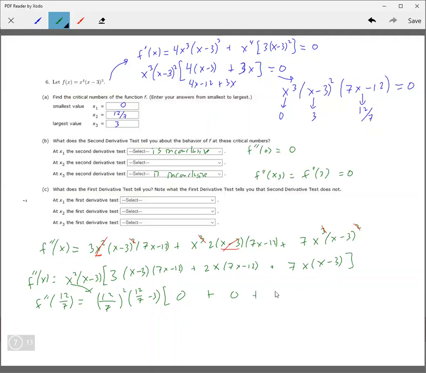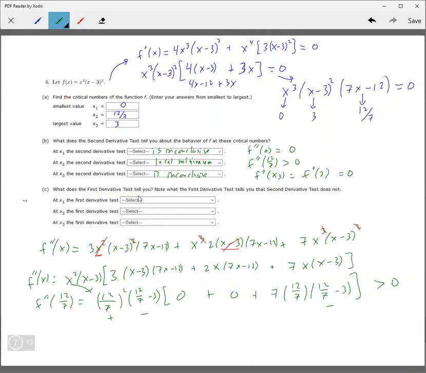And then over here, you're going to get 7 times 12 over 7 times 12 over 7 minus 3. Which, this is negative, that's positive, this is negative. So that's going to be greater than 0. So the second derivative at 12 over 7 is greater than 0. That means you have a local minimum, because the second derivative is positive.